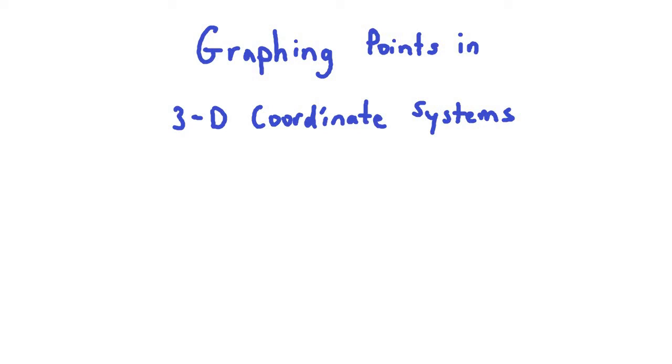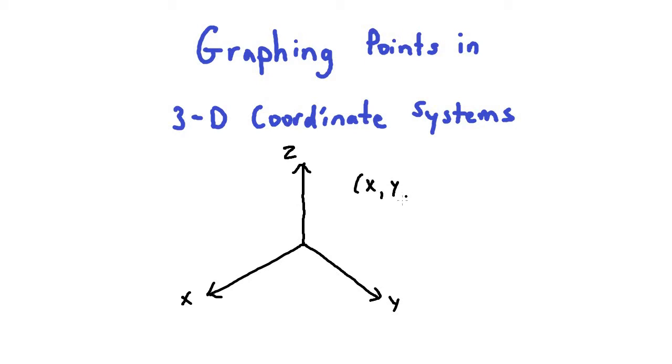So let's take a look at graphing points in three-dimensional coordinate systems. In 3D coordinate systems, we're going to have three axes, the x, y, and z axis. So it's going to look something like this. Our x-axis is going to be here on the left, the y-axis on the right, and the z-axis going straight up. If we were to graph a point, the point will have to be labeled x, y, z, where x is the x-coordinate, y is the y-coordinate, and z obviously is the z-coordinate.